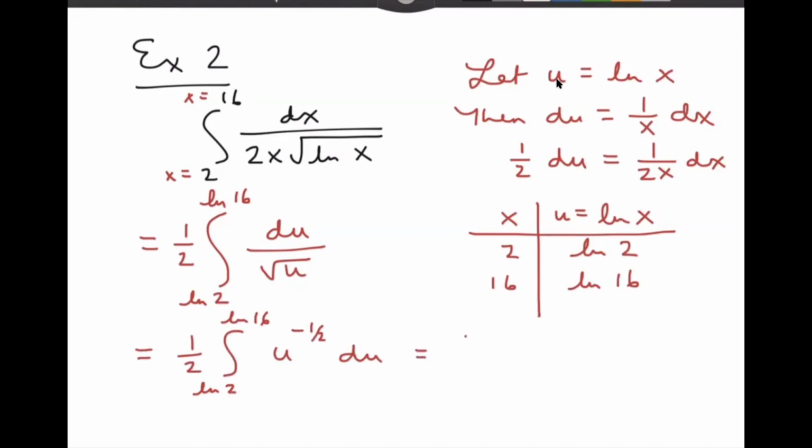Remember how the backwards power rule works? Add 1 to the exponent, divide by the new exponent. So why don't we say u to the 1/2 divided by 1/2, or you can multiply by 2. And then eventually we will plug in natural log 16. We will plug in natural log 2. I have a feeling this is going to simplify to a nice pretty number maybe. All right, so look at this, 2 times 1/2. We can just get rid of those.